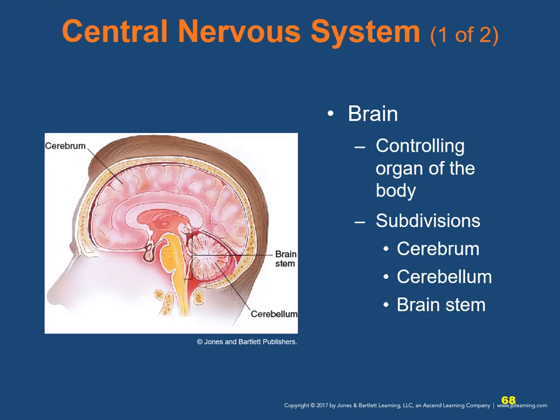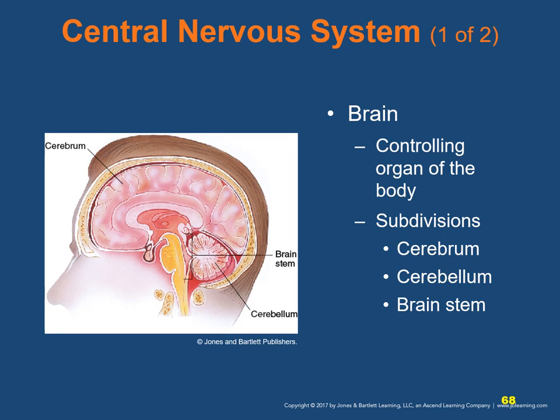The major subdivisions of the brain are the cerebrum, which is the largest part of the brain and contains four lobes, frontal, parietal, temporal, and occipital, which are each responsible for specific functions such as sight, hearing, balance, and speech. And each side of the brain controls activity on the opposite side of the body.